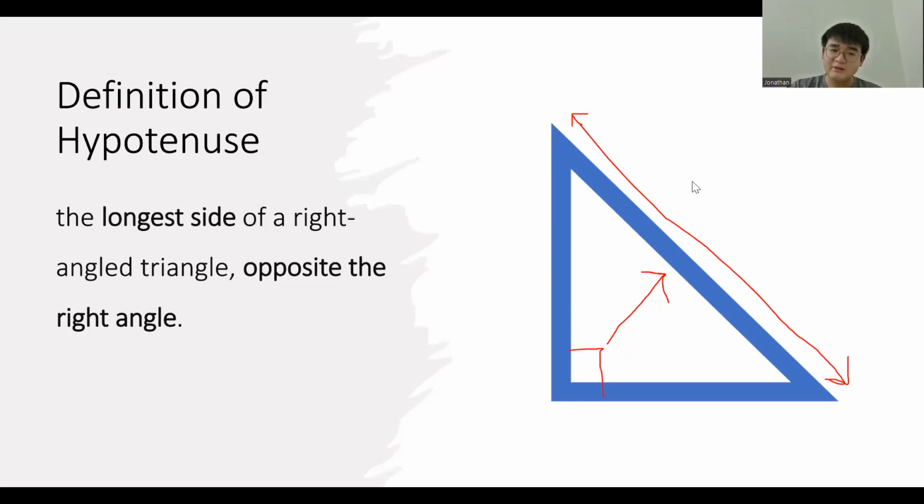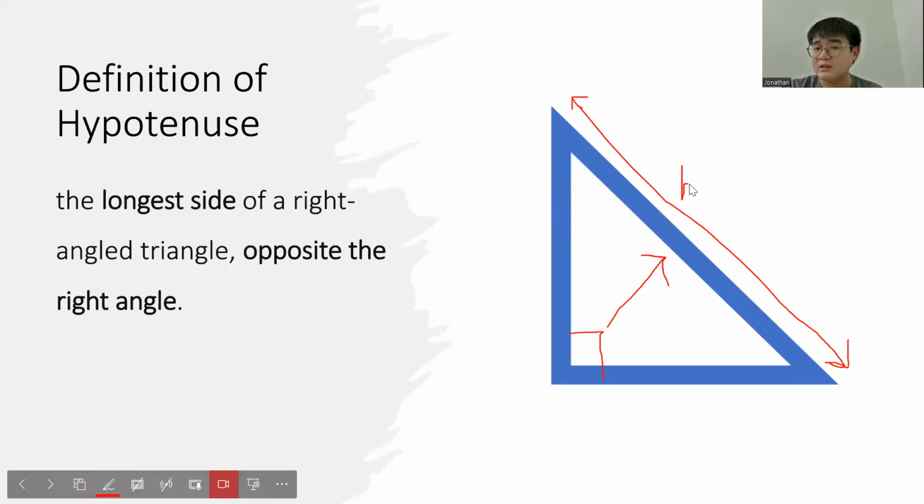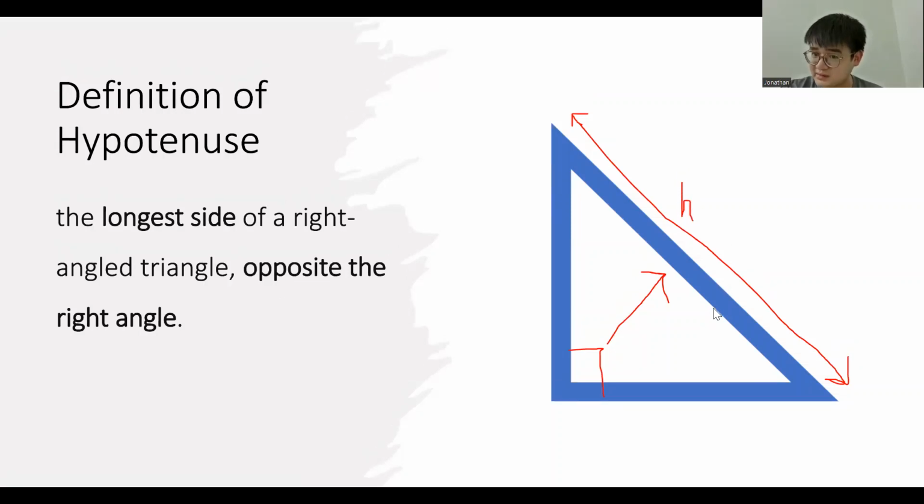So this one we call the hypotenuse. I will write this hypotenuse as H for now. It is the longer side and also opposite the right angle. Two main things.